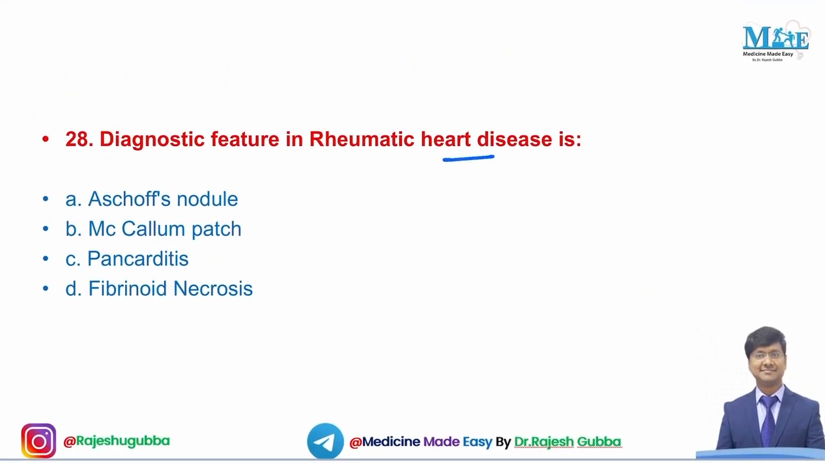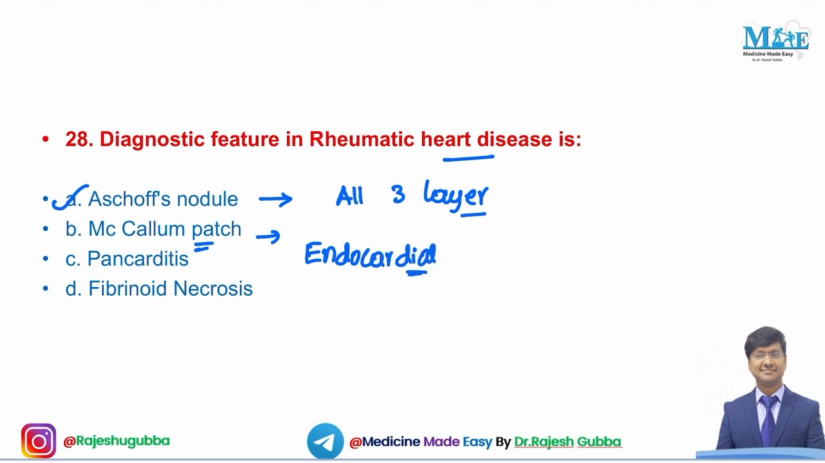The diagnostic feature in rheumatic heart disease is: Aschoff nodules, McCallum patch, pancarditis, or fibrinoid necrosis. Please remember the diagnostic feature is the Aschoff nodules. In rheumatic fever, these Aschoff nodules are present in all three layers of the heart: endocardium, myocardium, and pericardium. McCallum patch is only endocardial involvement, whereas the Aschoff nodules are present in all three layers.